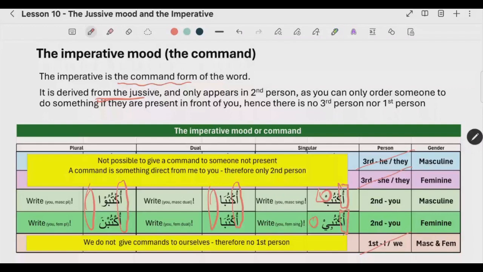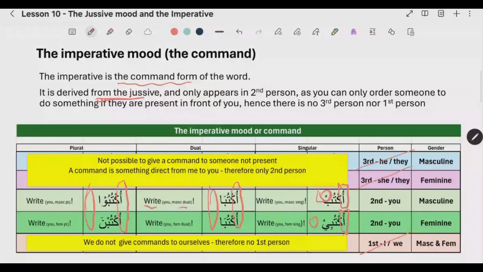So uktub would mean write, where you're addressing one male in singular. If you want to address two males, you make it uktuba, commanding them. And uktubu is a group of males in front of you. You tell them uktubu, write, all of you. And likewise, the female is uktubi, uktuba, uktubna.